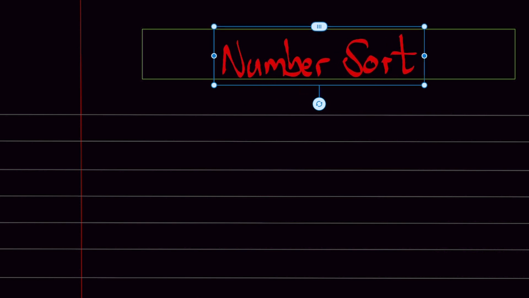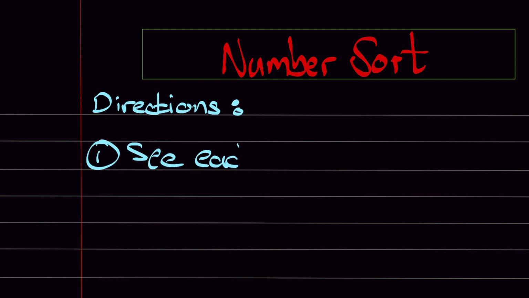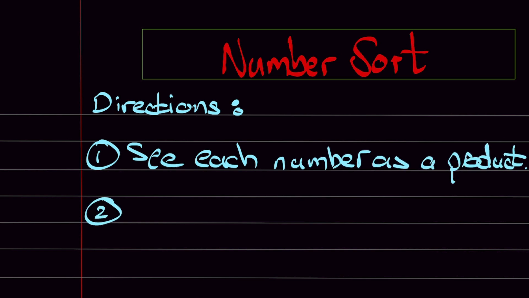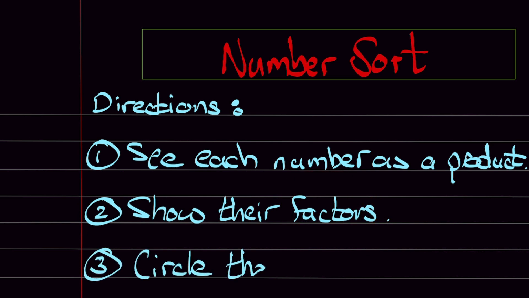What's going to happen here is we're going to do a number sort. In fact, you are going to do a number sort. So I'm going to ask you to pause. I will read the directions. I'll do the first couple, and then I want you to pause, do the rest on your own, and then when we come back, I'll go ahead and show you what should happen. I want you to look at each number as a product, show their factors, and then circle the numbers that are prime.